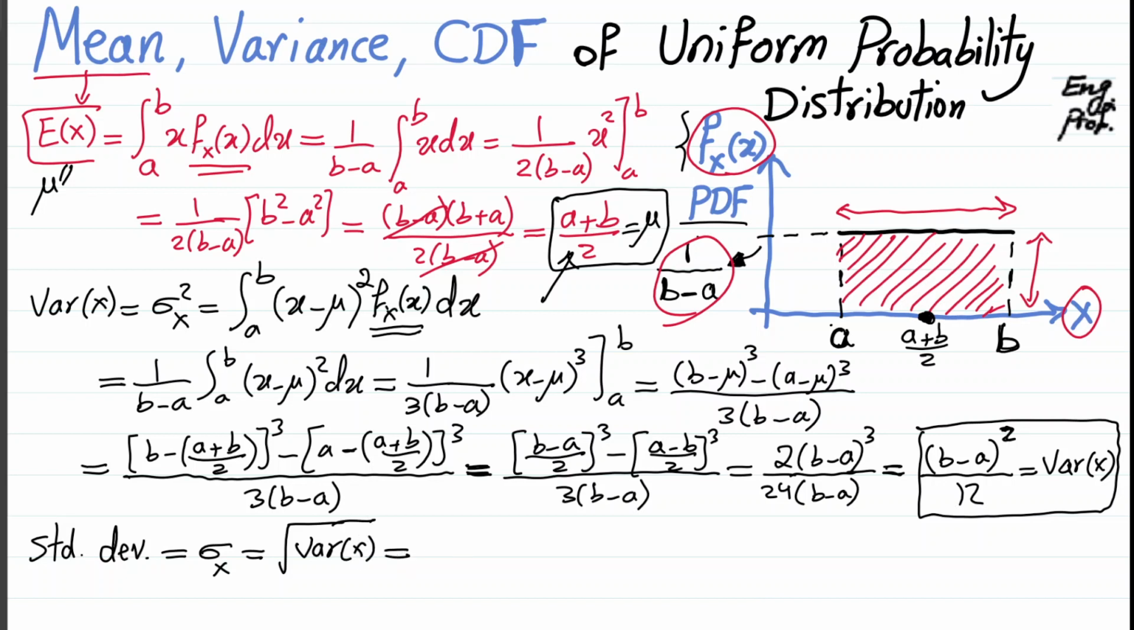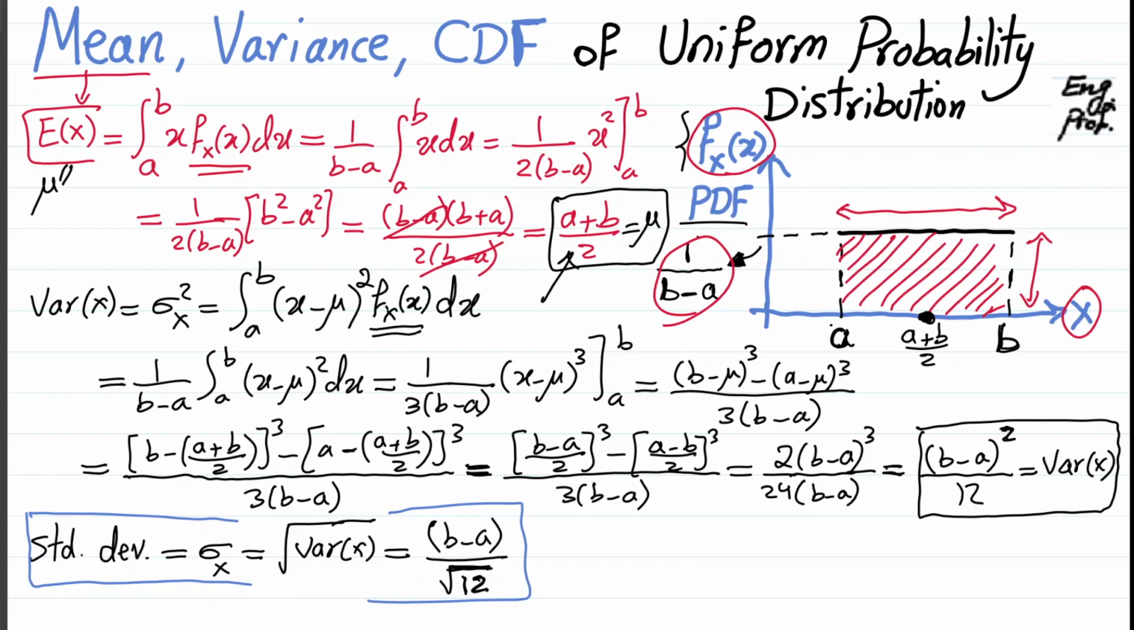Therefore, we get the square root of what we found here, which is b minus a divided by square root of 12. The uniformly distributed random variable and its standard deviation, mean, and variance have a lot of practical application in, say, quantization noise analysis, communication systems, digital signal processing, and many other applications. So there are many practical use cases for these things.